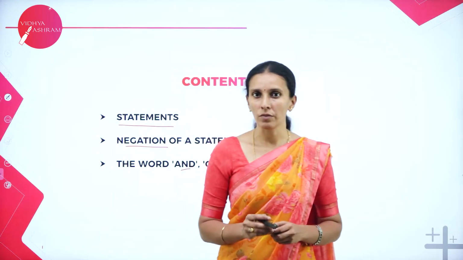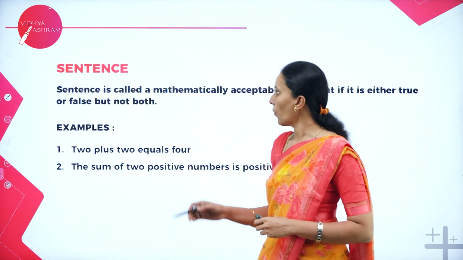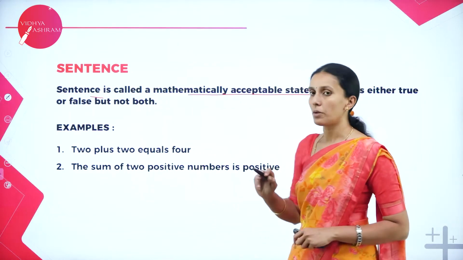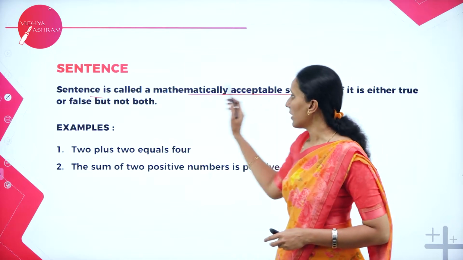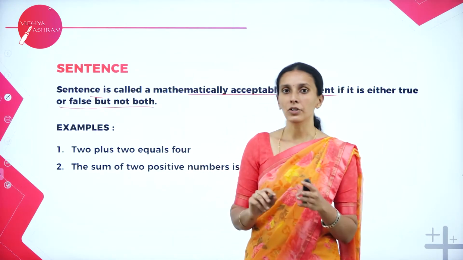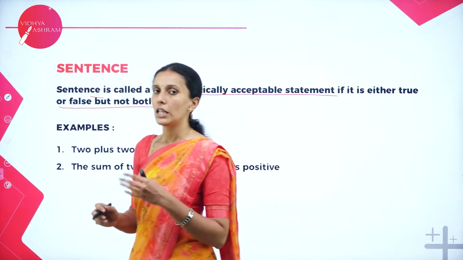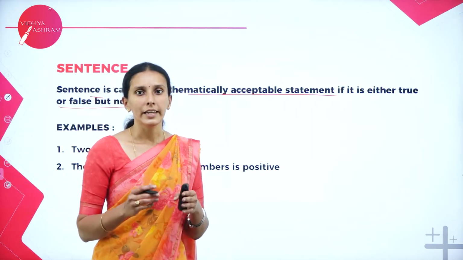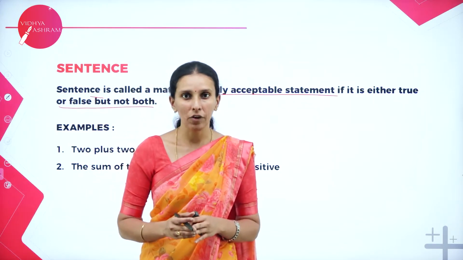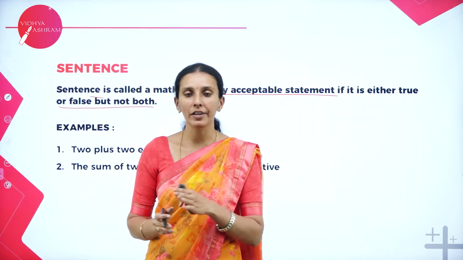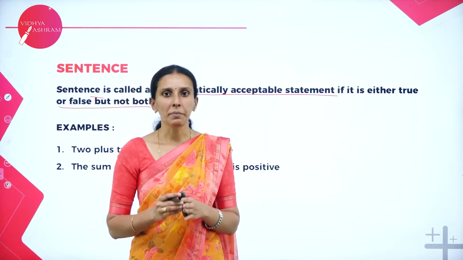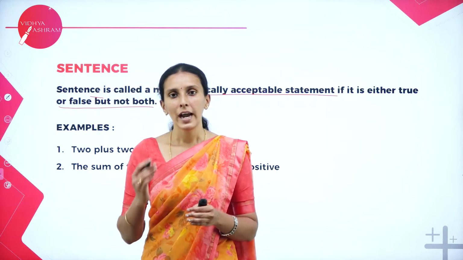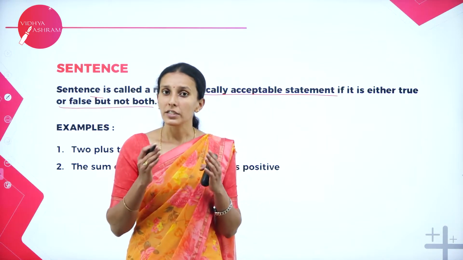So the very first one we have is a sentence. What do you mean by a sentence? A sentence is a mathematically acceptable statement. It is either true or false, but not both. For example, we say the sun rises in the east. It's a true statement. And 3 divides 4. It's clearly false. It cannot be possible. 3 divides 4 is not possible. 6 is a multiple of 2 or 3. Yes, 6 is a multiple of 2 and it is also a multiple of 3.